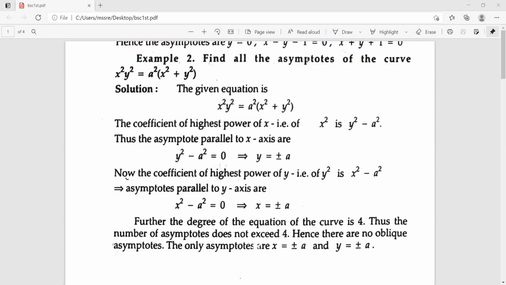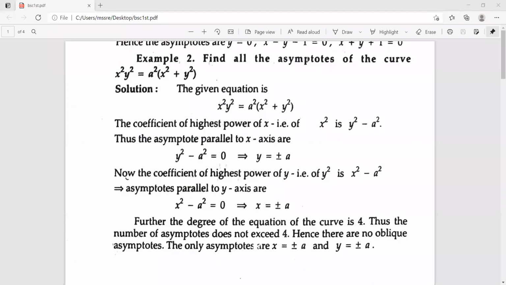So y squared minus a squared is the coefficient of the highest power of x, that is x squared. The number that sits next to x squared, we usually call that the coefficient. So it is y squared minus a squared equal to 0. That implies y equals plus or minus a. It has two asymptotes parallel to the x-axis.